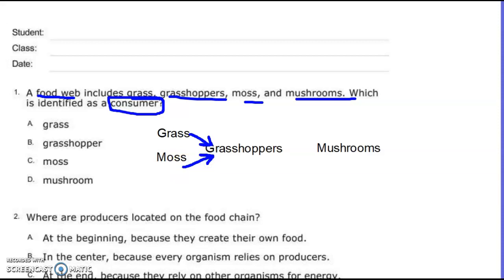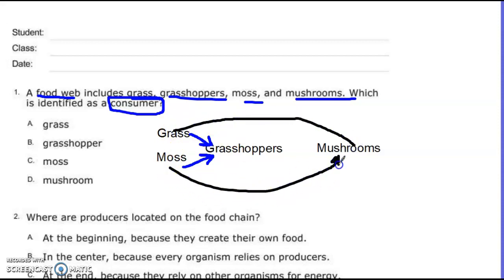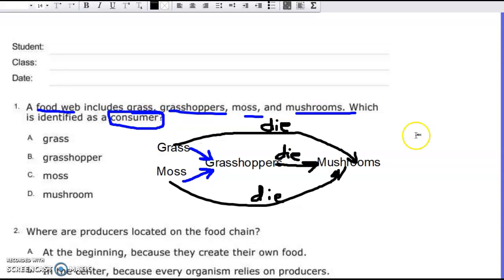Now, all of these other things, grass goes to the mushroom, moss goes to the mushroom, and grasshopper goes to the mushroom, not because mushrooms eat them, but when they are dead. So if grass dies, if moss dies, when a grasshopper dies, we know that we have things called decomposers that break them down.